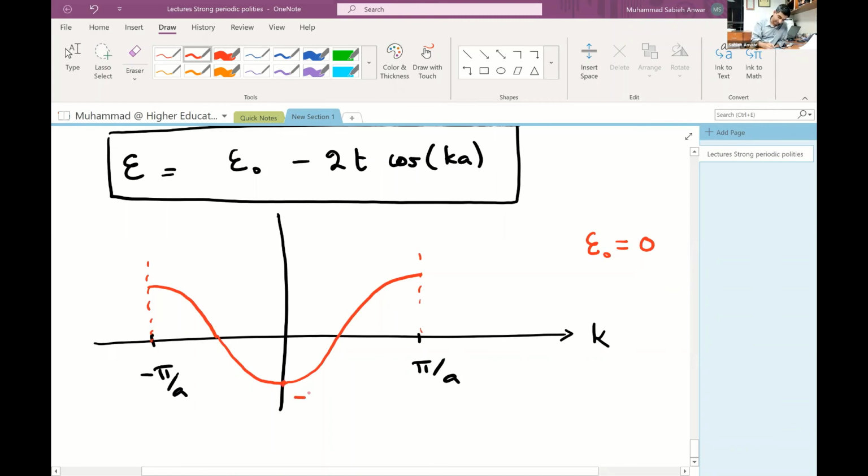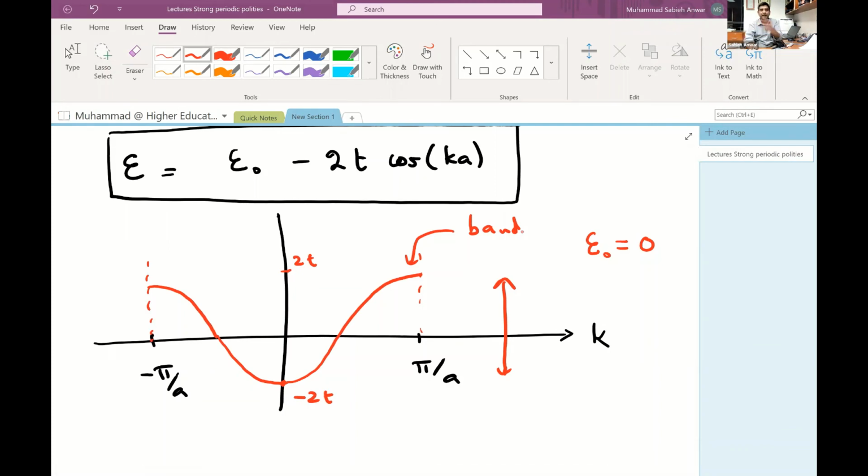This point is minus 2t. This point is plus 2t. This is a particular band. Electrons fall into this band depending upon how many electrons exist. If there are n unit cells, one atom per unit cell, n atoms, one orbital per atom, then one atom provides one electron. So there are n electrons.